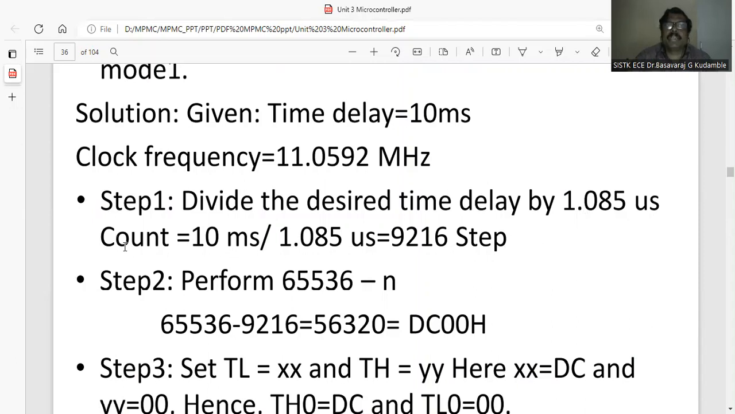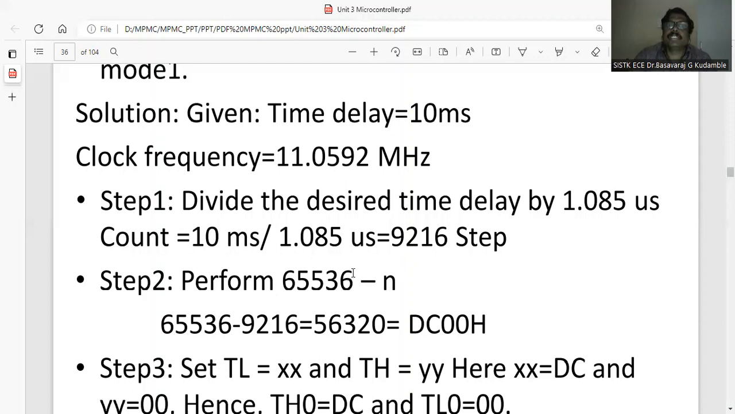So here, the number of counts we are going to generate: the total delay required is 10 millisecond. If you divide that by the time for one clock pulse, that is the time required. So how many times does it have to count? We get count equal to the total delay required divided by the time for one clock pulse. We get this number, 9216 in decimal.